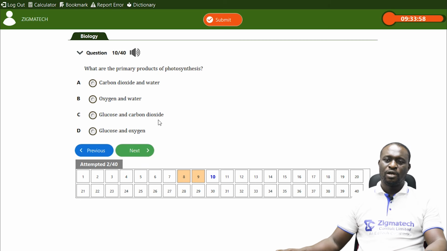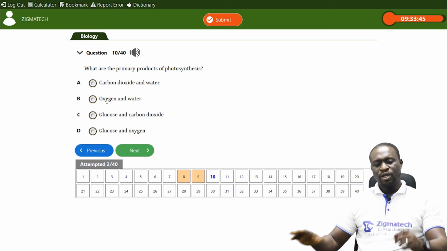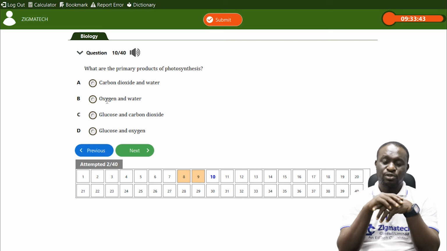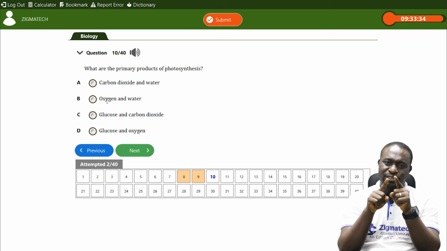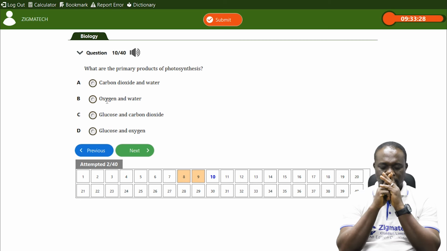Moving ahead, question 10. Question 10 says, what are the primary products of photosynthesis? Photosynthesis is the process by which green plants manufacture their food in the presence of sunlight, water, and carbon dioxide.